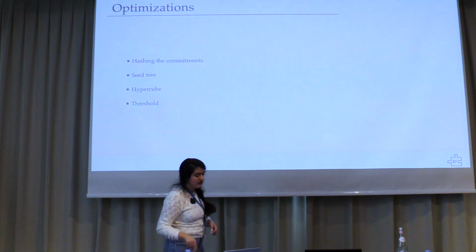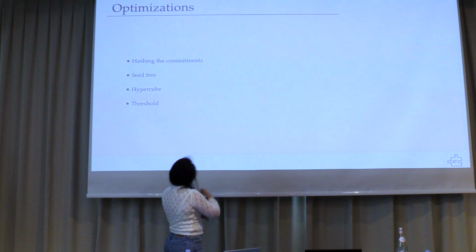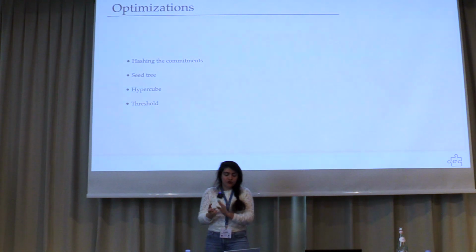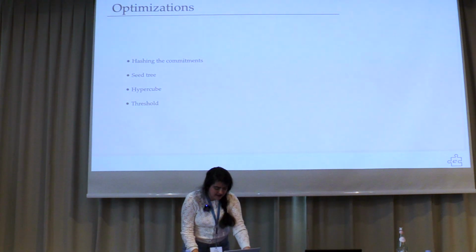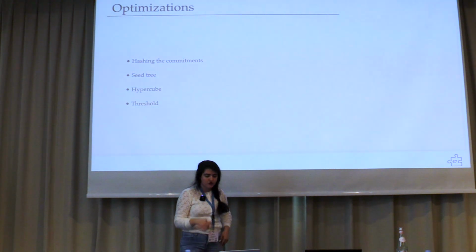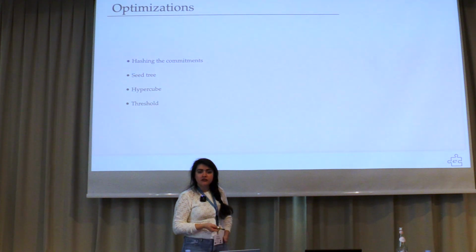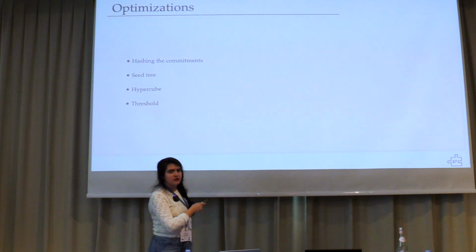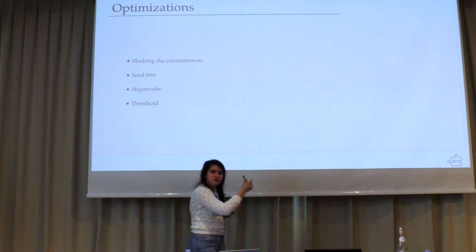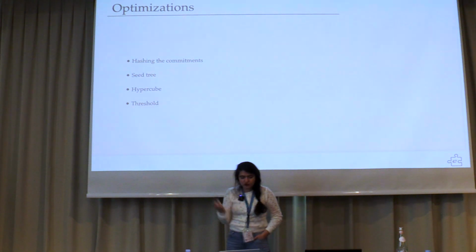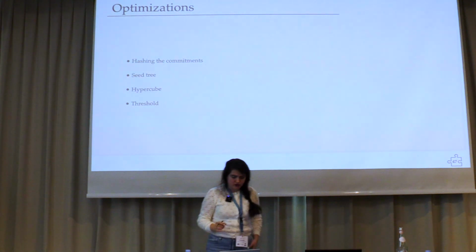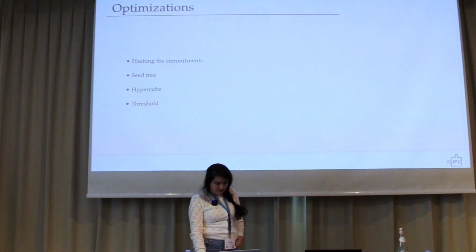So first, one thing that you can do is hash the commitments. Then another thing that you can use is a seed tree. And then a more recently introduced optimization is the hypercube, and that is a very fun one that I'm going to show you today. And there are also threshold schemes now. Threshold I'm not going to talk about, but these last 2, if you look at the schemes, it's either or. So you will need to choose either the hypercube optimization or the threshold. Different schemes chose different things in the first round. I haven't looked at what is chosen now.